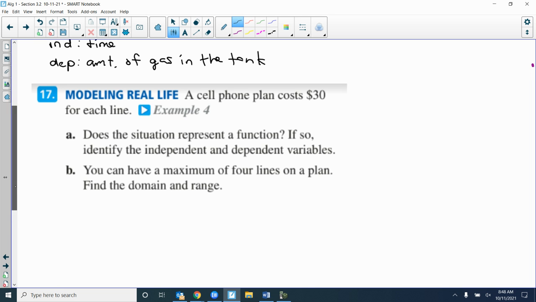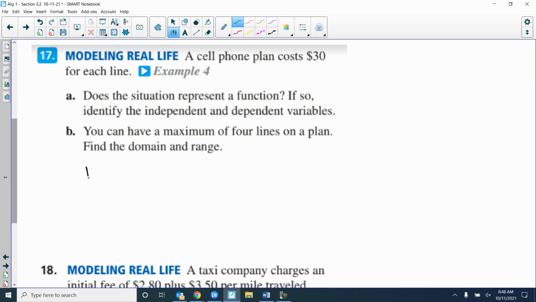You can have a maximum of 4 lines on the plan. Find the domain and range. So the domain is not continuous. You can't have 1.5 lines. You can't have 1.2 lines. All we can have are 1, 2, 3, or 4 lines because it says a maximum of 4.